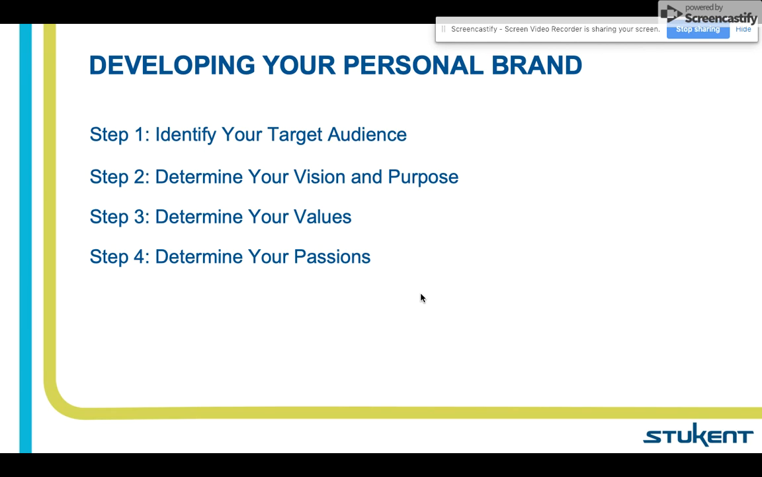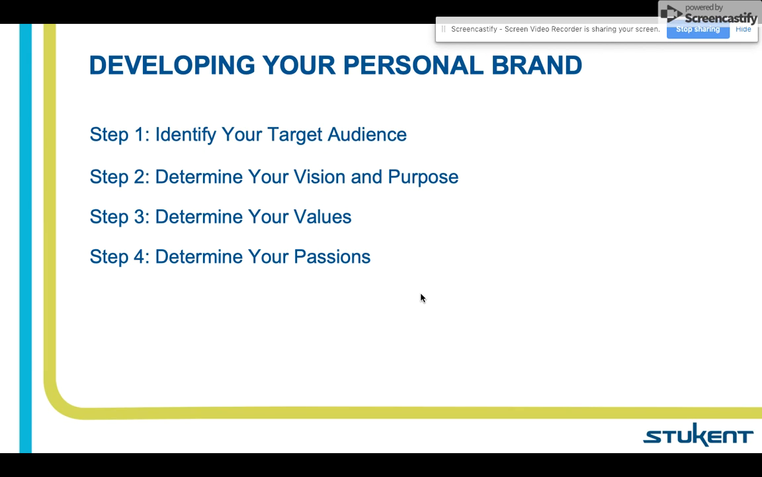determining your vision and purpose. So it's your personal vision, which is like a picture of your true self in the future. It's who you want to be, what you want to do, how you want to feel, and with whom you want to associate yourself. So you're going to want to write down your personal vision.